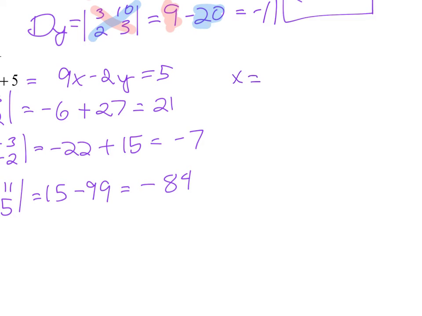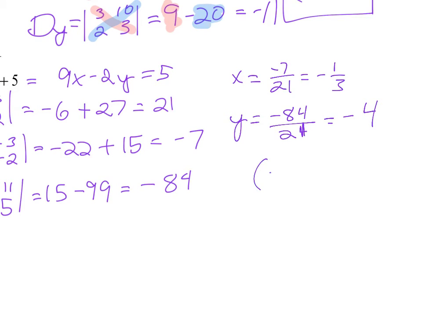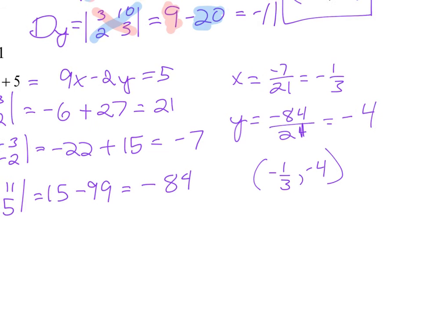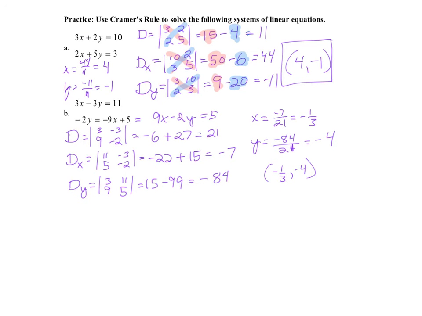So x is negative 7 over 21, which gives me negative 1/3. Y is negative 84 over 21, which gives me a negative 4. So my answer is negative 1/3, negative 4. There we go. All right, on to the next page.